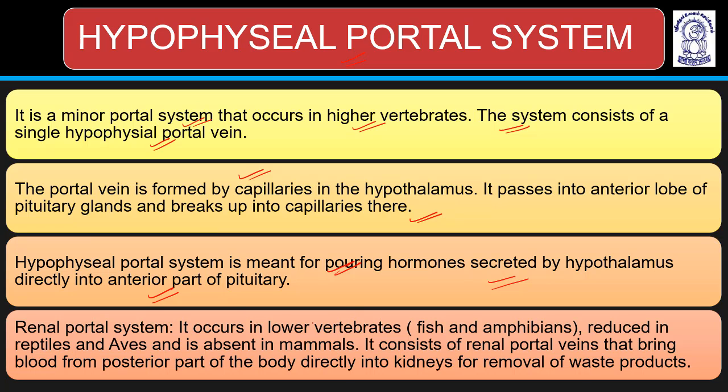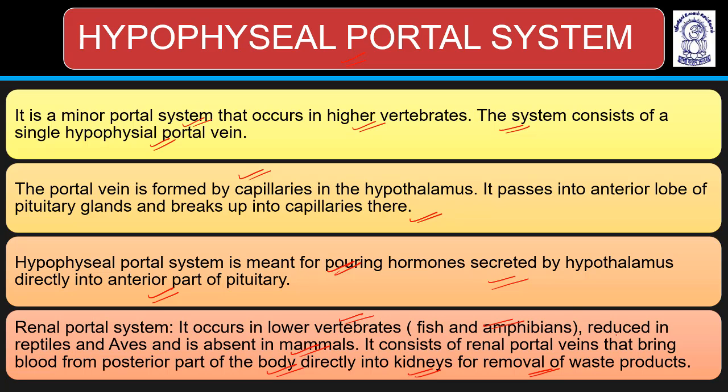Renal portal system. It occurs in lower vertebrates, fish and amphibians, is reduced in reptiles and birds, and is absent in mammals. It consists of renal portal veins that bring blood from the posterior part of the body directly into the kidneys for the removal of waste products. So the hypophyseal portal system is meant for pouring hormones secreted by the hypothalamus directly into the anterior part of the pituitary.